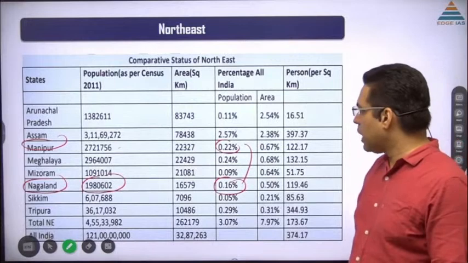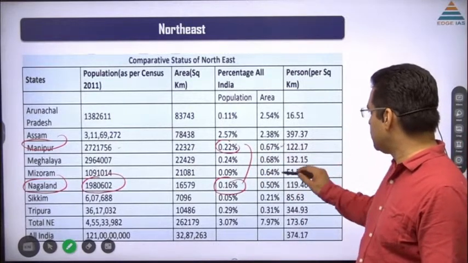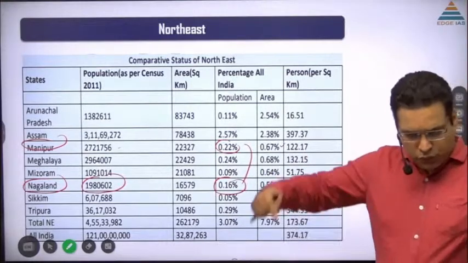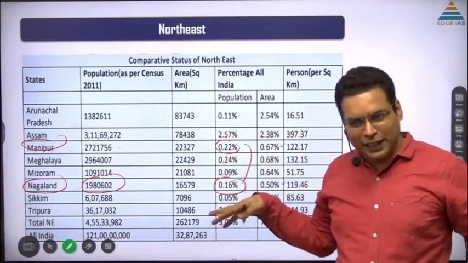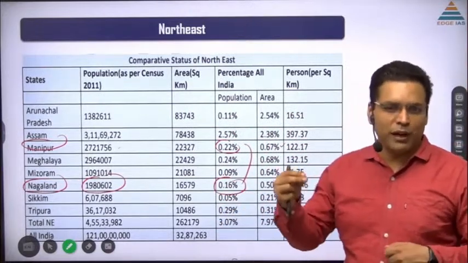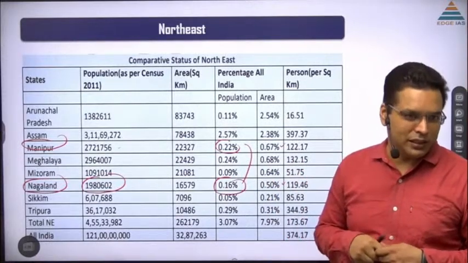Similarly, when we look at the land, it accounts for hardly a little more than 1%. So from the perspective of the entire India, maybe a little more than 1.5% of India's land is infested with insurgency in Northeast.